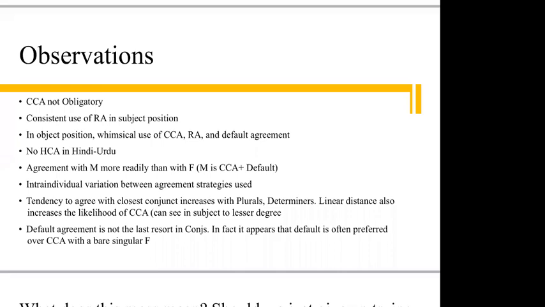And there was no actual pattern in why they were doing it. I actually haven't tested for whether there is a system behind it, but the same people were using different strategies in different sentences. Okay. Again, agreement, CCA becomes likelier with plurals, determiners, and linear distance, although that is not something I've explicitly tested for.